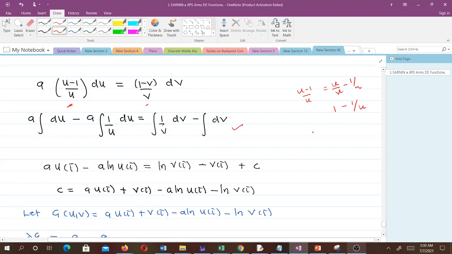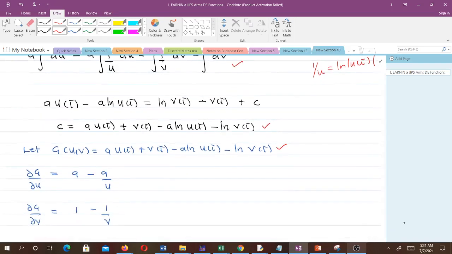When you integrate 1 over u, you get ln u. But u is a function of tau, that's why we have it here. So minus a ln u of tau is equal to ln v of tau minus v of tau plus an arbitrary constant c. When you make c the subject, we have this. Now we let our function g of u, v be the c, which is equal to this. So that is the function g that we were supposed to find. I hope you get it.